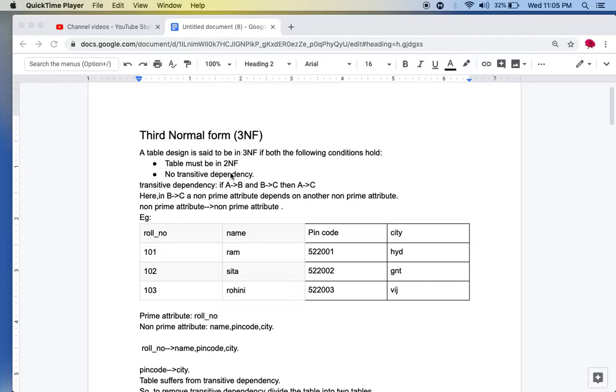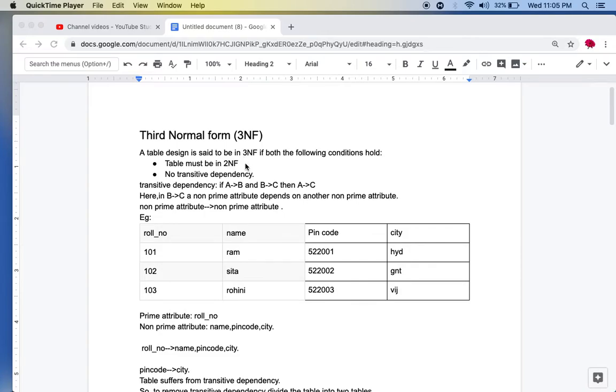What is first normal form? If a table contains a multi-valued attribute, then removing the multi-valued attribute in the table is called first normal form. First normal form contains no multi-valued attribute. If a column contains a single value, then that is called first normal form.